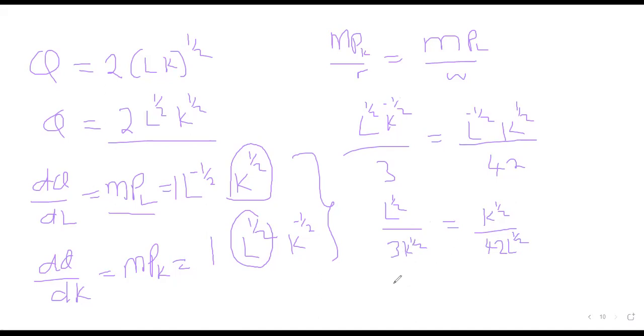3 times 1 is 3. K half times K half is K. 1 times 42 is 42. L half times L half is L. Then we divide both sides by 3. We're going to have our final answer here as K is equal to what? 14L. K is equal to 14L.